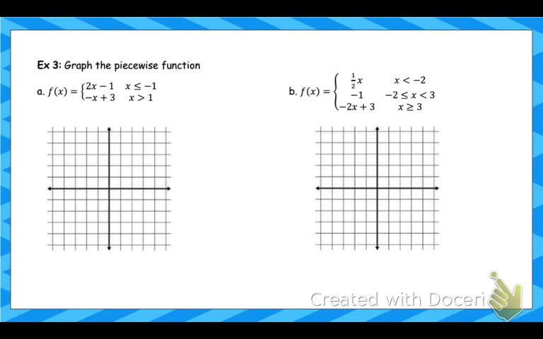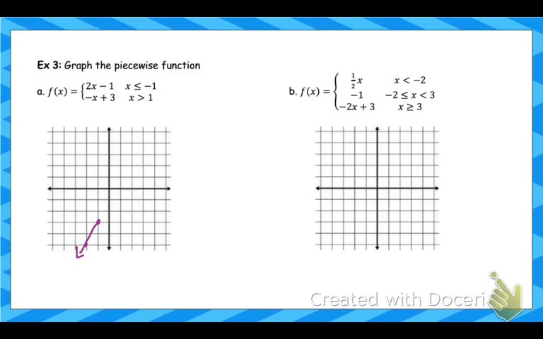If you're pretty comfortable graphing, what I would do is just graph the line 2x minus 1 to start. So 2x minus 1 has a y-intercept of negative 1 and a slope of 2. So I'm going to graph that line. But before I actually draw the line, I'm only going to graph the part that fits this domain, so when x is less than or equal to negative 1. Negative 1 is the first x value on this graph, so I'm only graphing this part right here.